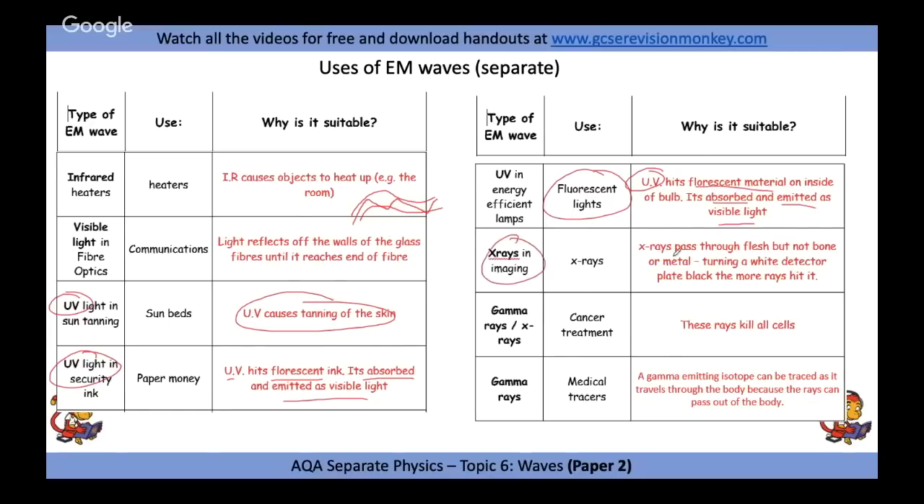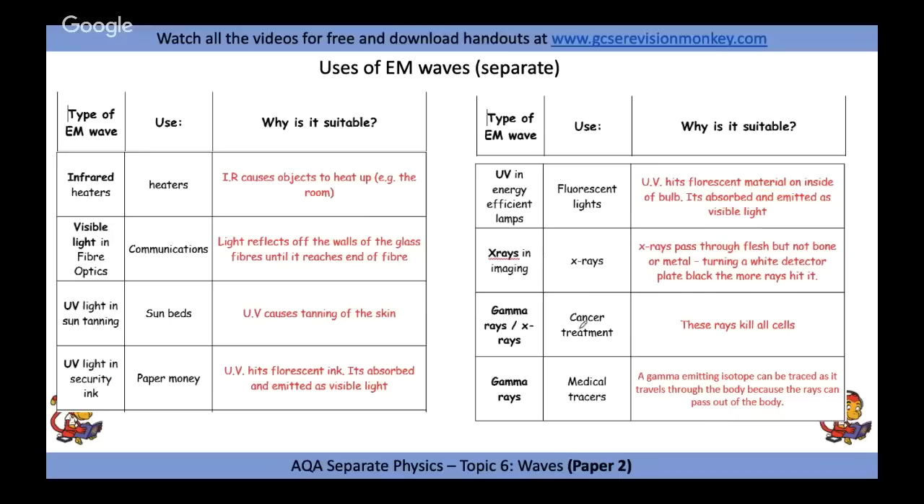X-rays in imaging, well, X-rays pass through flesh but not bone. They're absorbed by bone or metal, so they turn a white detector plate black the more rays hit it. So that's why the bone in the middle of an X-ray will appear white, while everything else will appear black, and that's supposed to be a bone on an X-ray. I clearly can't draw though.